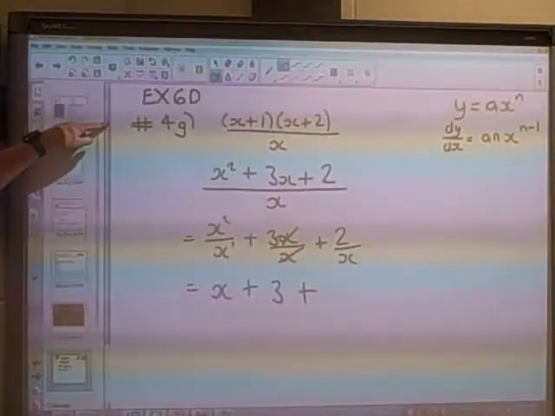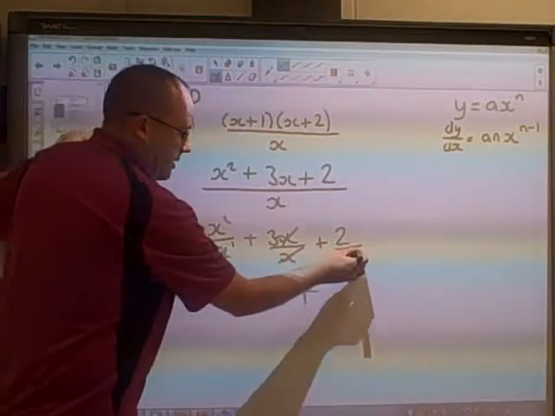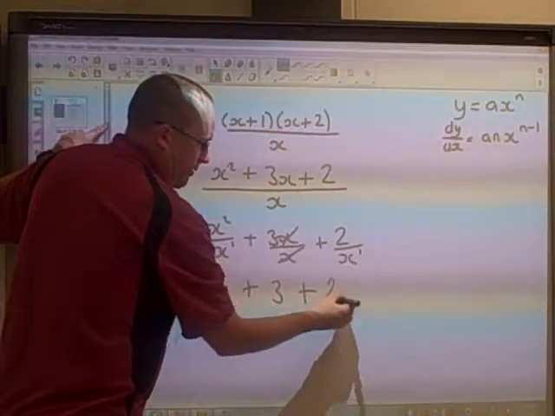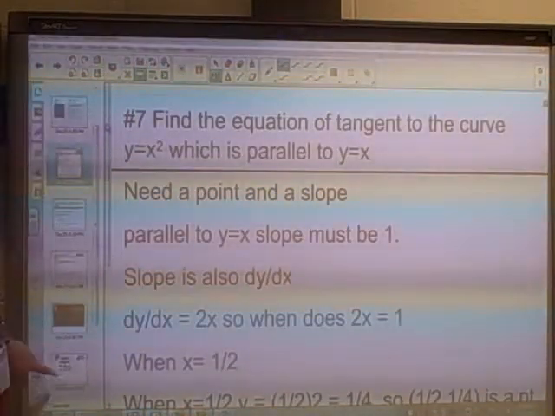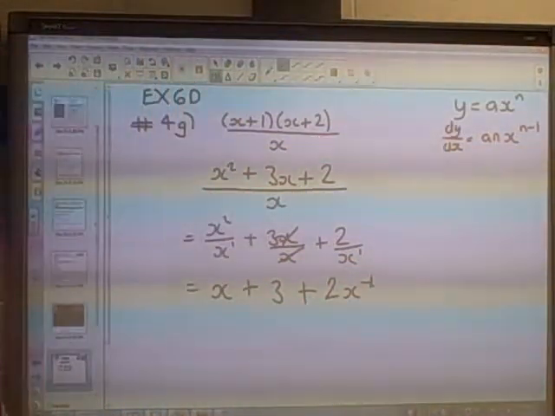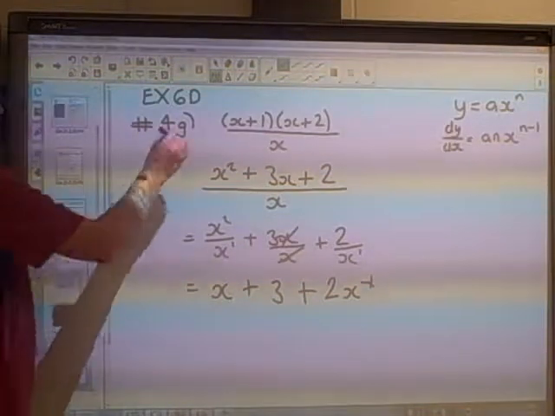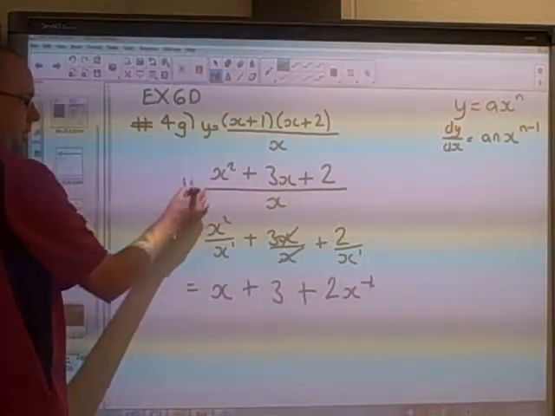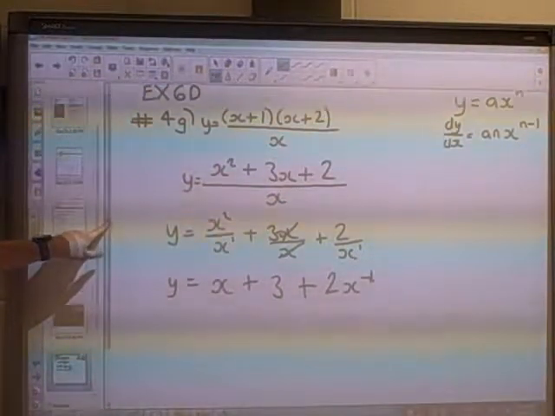But remember, I want it to say ax to the power of n, so I'm going to rewrite that at this stage. As it's on the bottom of the fraction, I'm going to give it a negative exponent, so in other words, negative 1. Now this is still my initial equation, and all I've done is write it in a different form. So I might just want to call it y equals at this stage. But now it looks like what I'm used to.